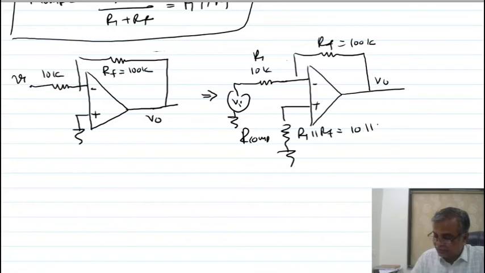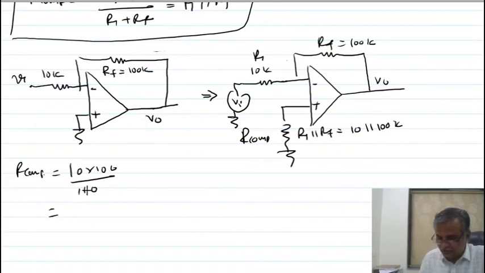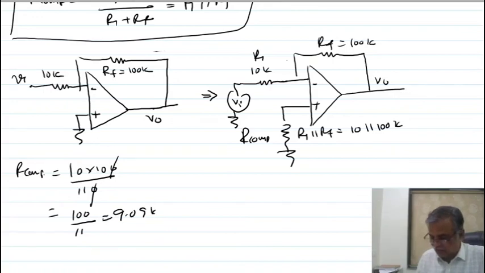It is 10K parallel 100K. So I can write R compensated is equal to 10 into 100 upon 110. So it cancels. This is your 100 upon 11. So I can write 9.09 kilo ohm. So here if I connect 9.09 kilo ohm, my error is reduced. In this way you use your compensated resistance in this inverting amplifier.